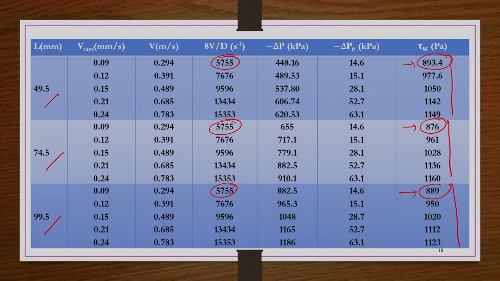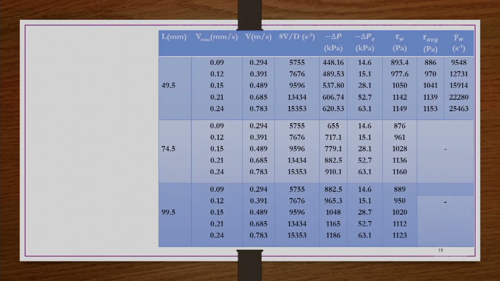So, tau w also after incorporating this correction, what do we get? Even if you are changing the L value, the tau w values are not changing, because we have already incorporated that correction, that is, subtracted the minus delta Pe information from the measured pressure drop information. Okay? That is it. So, this is how we have to find it out. Now again what we do? We do the averaging of these 3 values and write it as one value here. So, we have average tau w of 886, 970, 1041 and then 1139, 1153 for different 8V by D values.